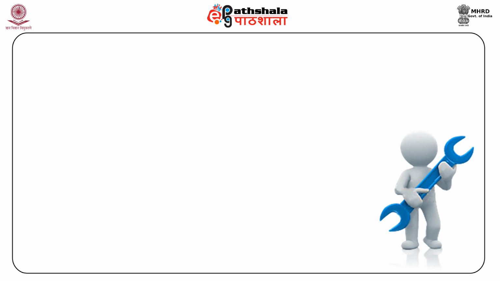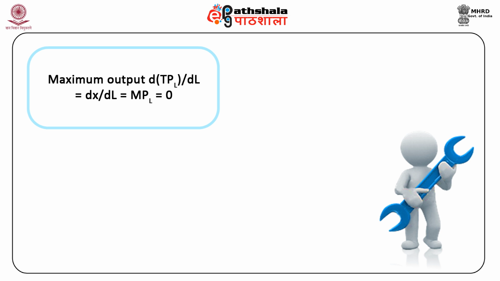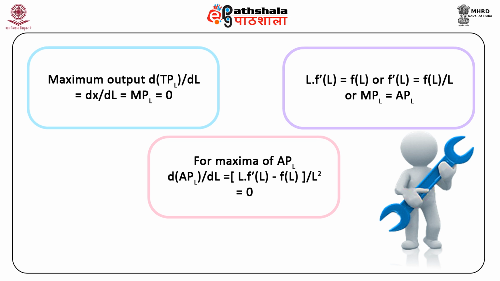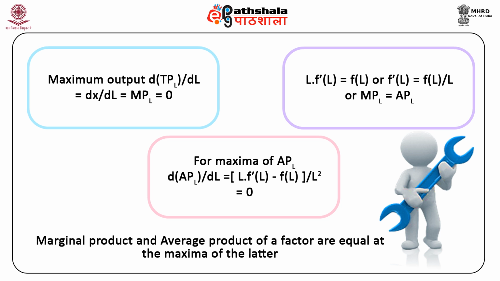The necessary condition for maximization of output is dTP upon dL is equal to dX upon dL is equal to MPL is equal to 0. Often, we are interested in finding the level of employment of labor at which its average product is maximum. For this, we have dAPL upon dL is equal to 0, which gives us the condition that MPL is equal to APL. Thus, the marginal product and average product of a factor are equal at the maxima of the latter.